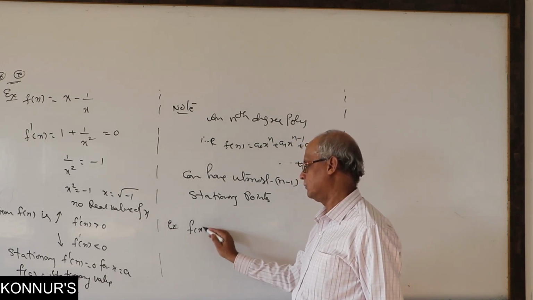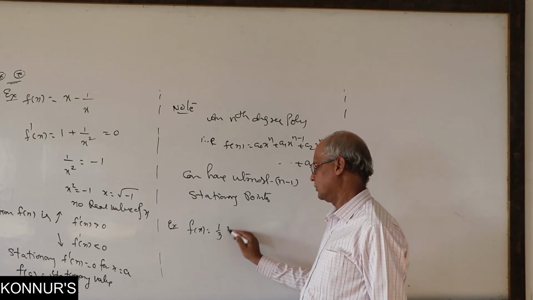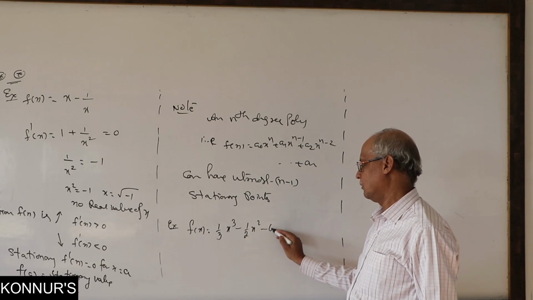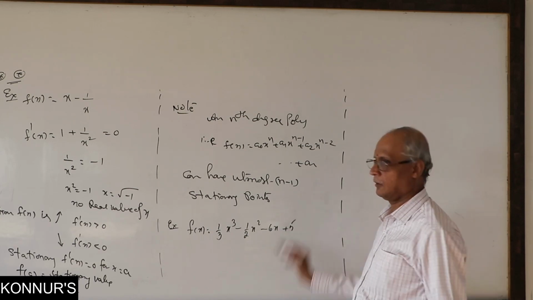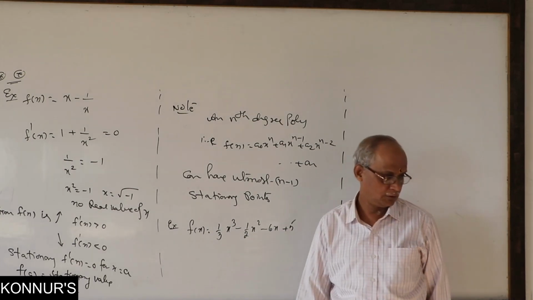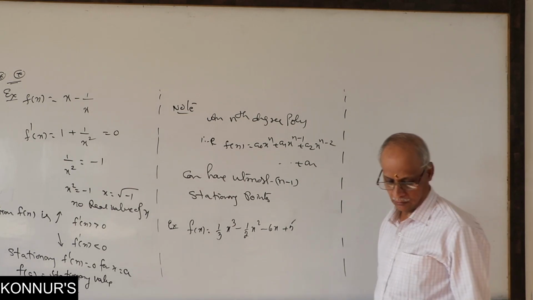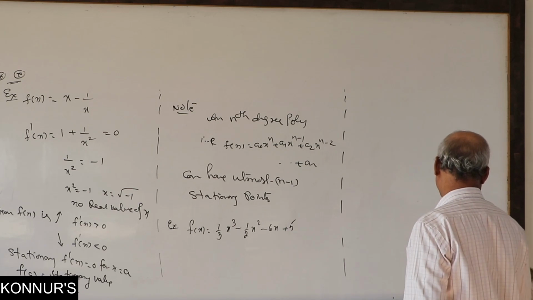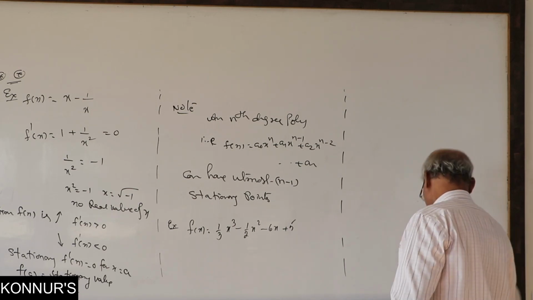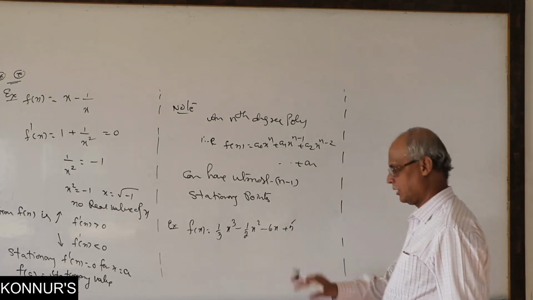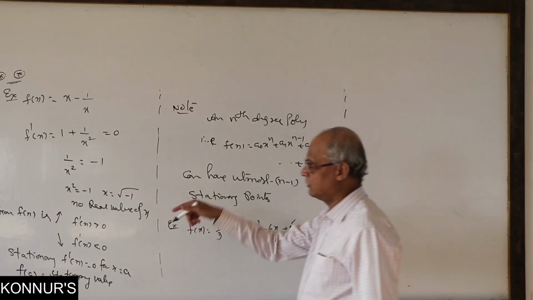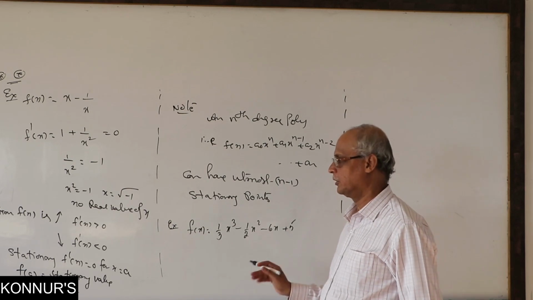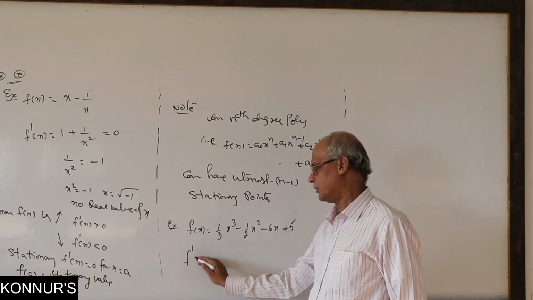f of x is equal to 1/3 x cube minus half x squared minus 6x plus 5. Suppose we find the interval of x in which f of x increases, decreases, and is stationary. For any issue we need the first derivative only. The total chapter starts with the first derivative. For anything. Now calculate f dash.